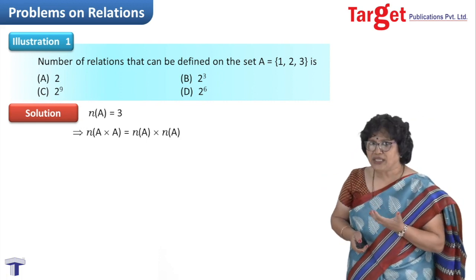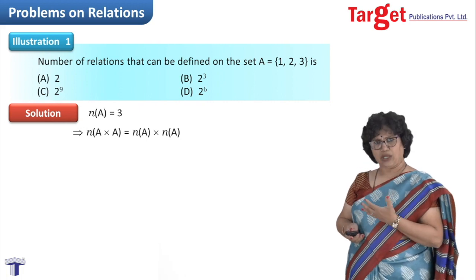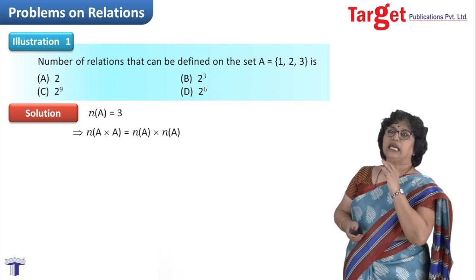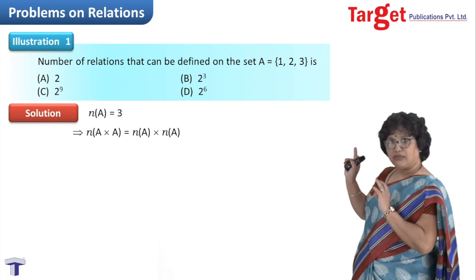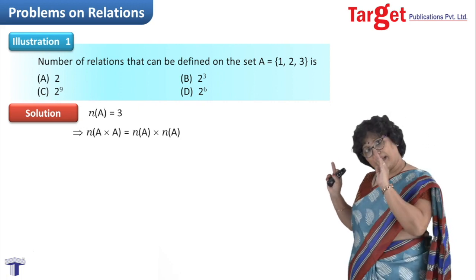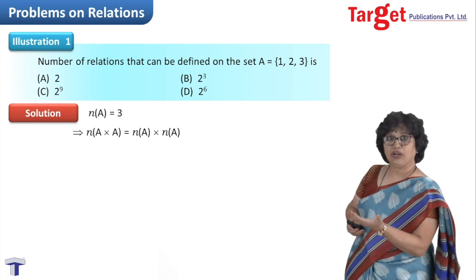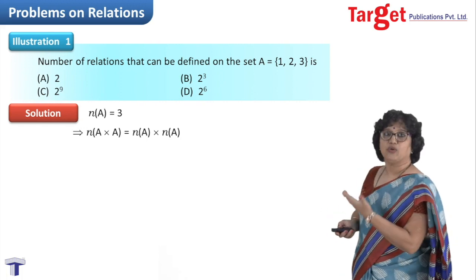Why do I say so, that it would be n(A) into n(A)? Let me explain one by one. If I have to write A cross A, how do I start? I will write (1,1), (1,2), (1,3). I have written pairs first with 1. Then I go for (2,1), (2,2), (2,3). Then I go for pairs starting with 3: (3,1), (3,2), (3,3).